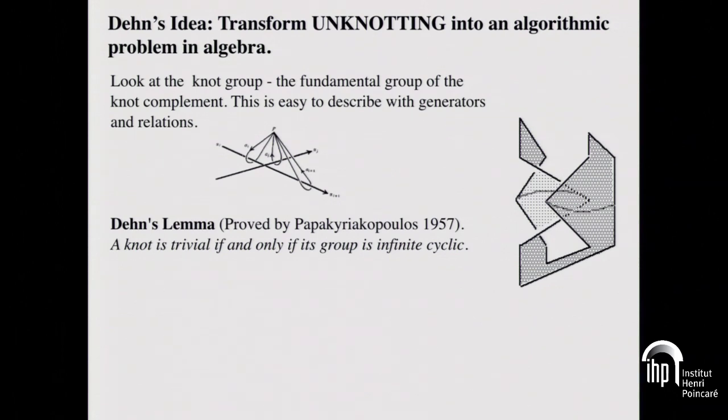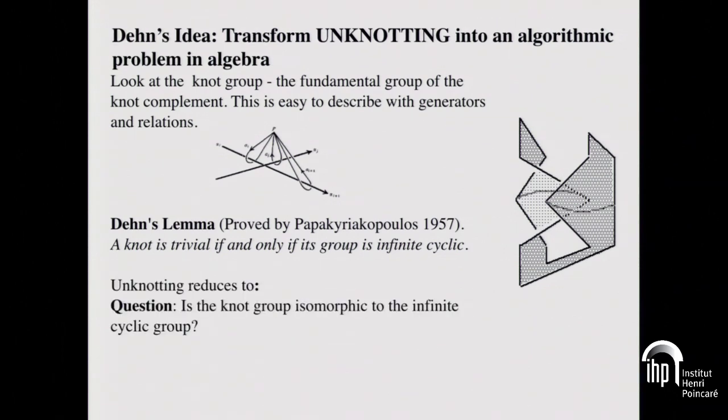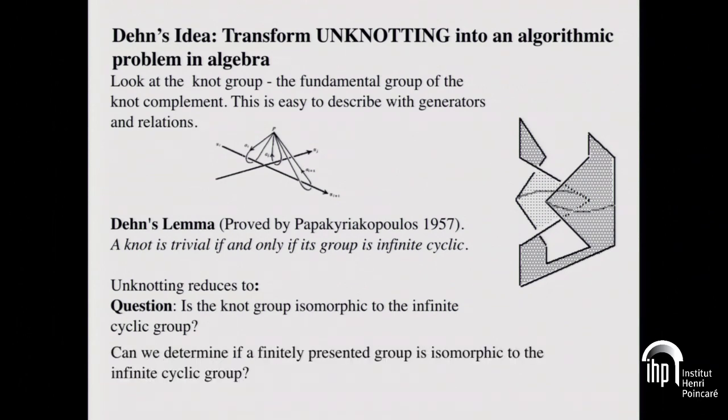So this is correct, and it gives us a way of trying to test algebraically whether a knot is or is not equivalent to the trivial knot. Namely, we can compute its fundamental group, the fundamental group of the exterior of the knot, and ask whether that group is isomorphic to the infinite cyclic group. So can we answer that question? Well, it turns out that we can't.